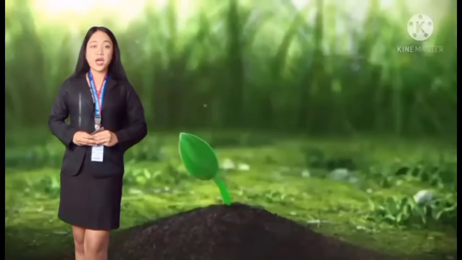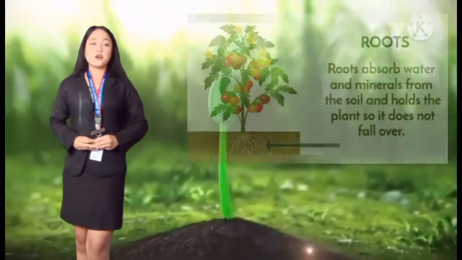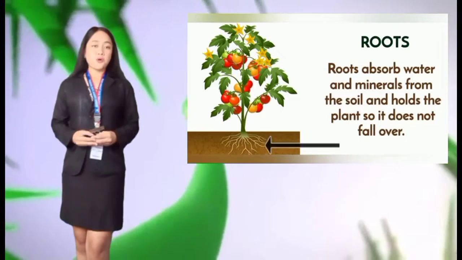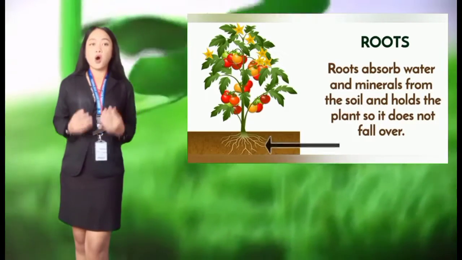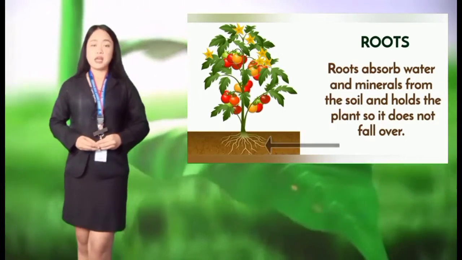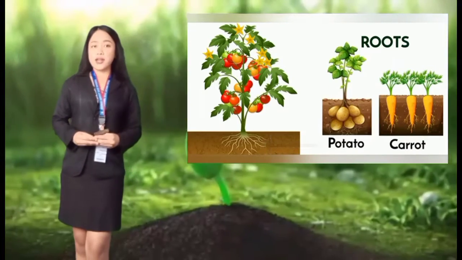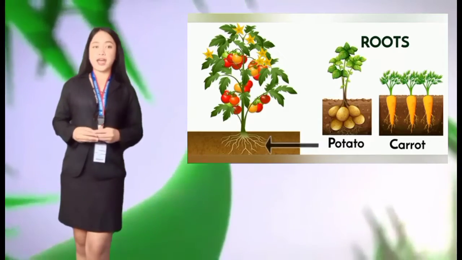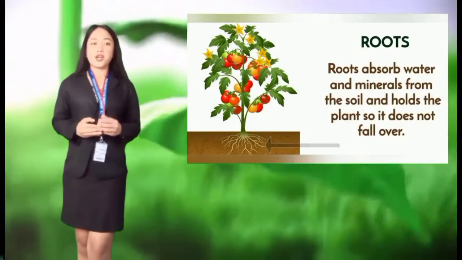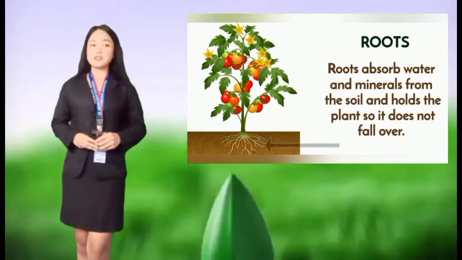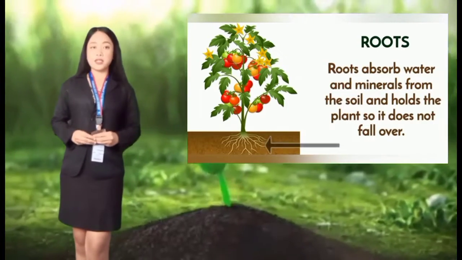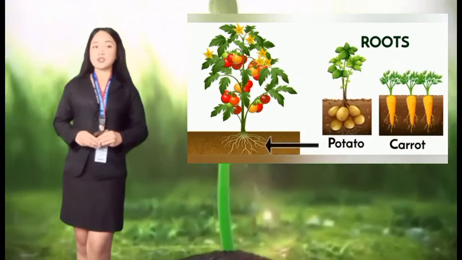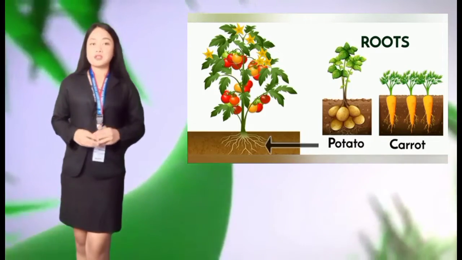So, the question number 2 is, enumerate and discuss the function of major plant parts. The first major part of plants is roots. Roots absorb water and minerals. They are the organs of a plant that take in water and nutrients into the plant body, which allows plants to grow taller and faster.